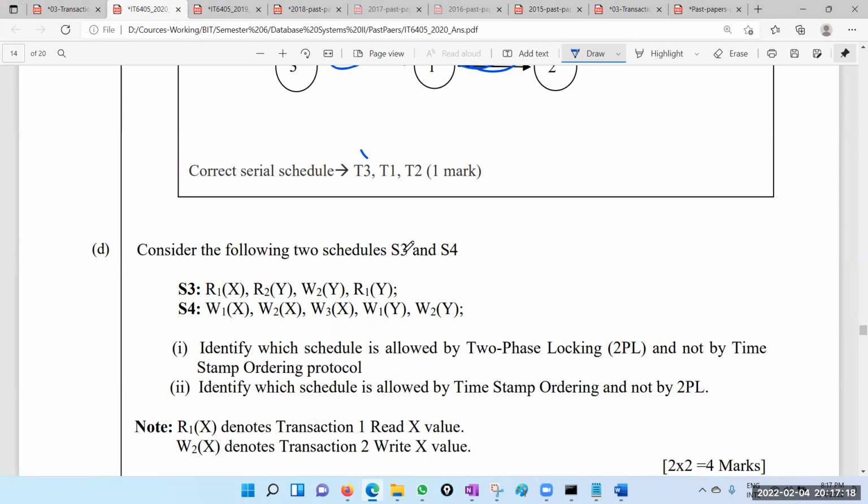Consider the following two schedules, S3 and S4. Identify which schedule is allowed by two-phase locking but not by timestamp ordering protocol. Identify which schedule is allowed by timestamp ordering but not by two-phase locking. Okay, do it.